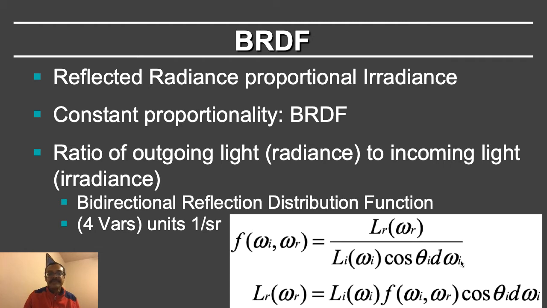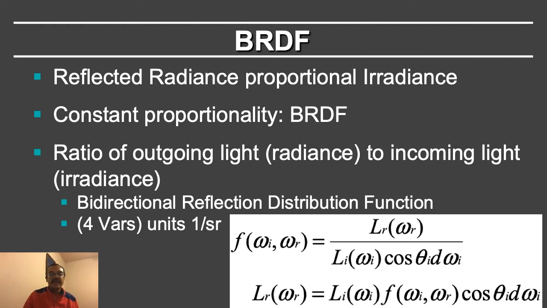We can flip this around, and the BRDF enables us to get a formula for the reflected radiance, which is simply the incident radiance times the BRDF times this cosine term in the solid angle. Later, when we talk about the reflection equation, we will essentially be integrating that over all incident directions.